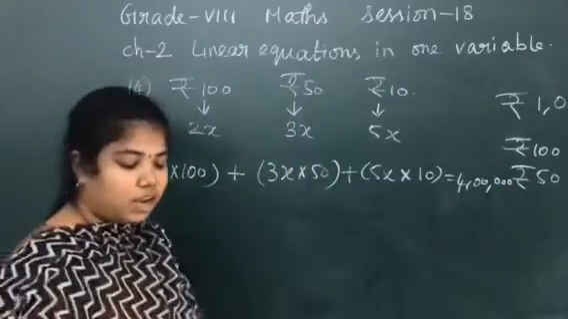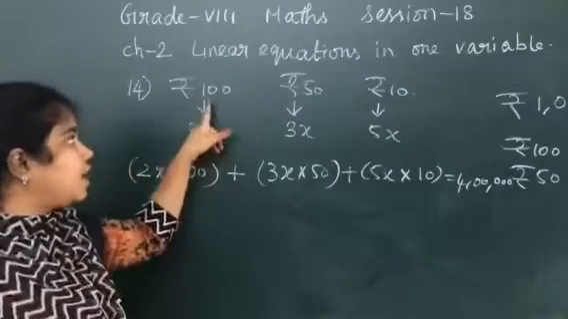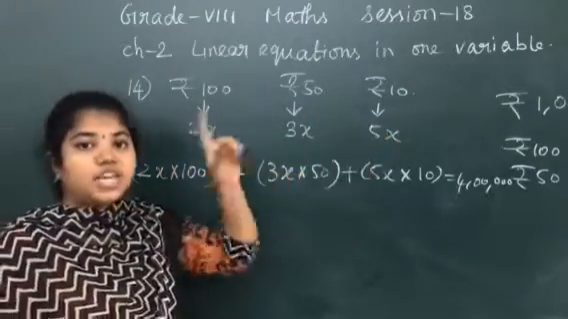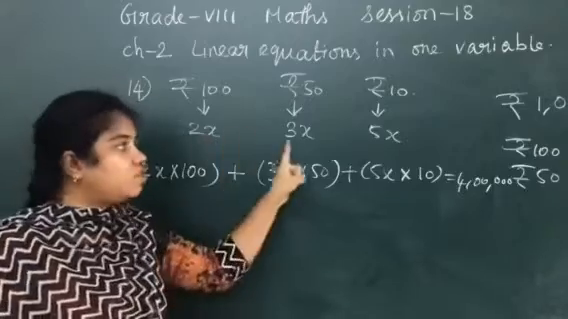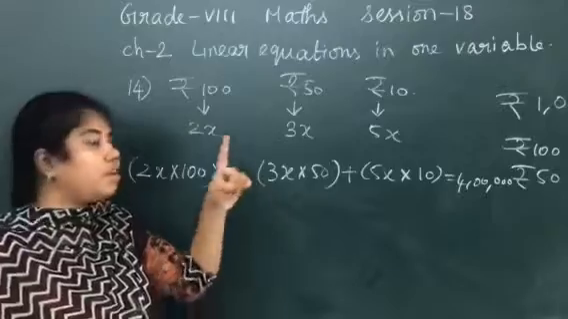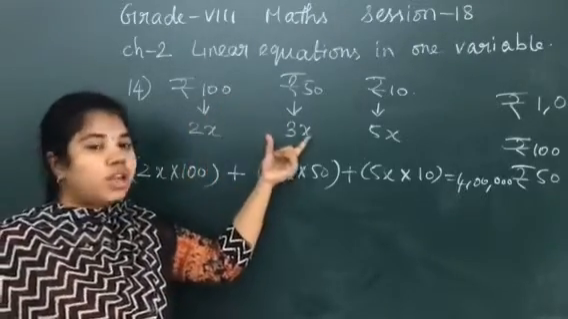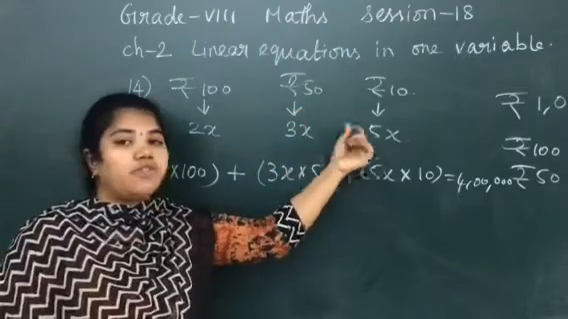Can you understand? Now what is the question? We have 3 denominations: 100, 50 and 10. The ratio given in the question is 2:3:5. 2:3:5 means the first number given in the question is 100. So the ratio 2 goes to 100, the ratio 3 goes to 50, and the ratio 5 goes to 10.